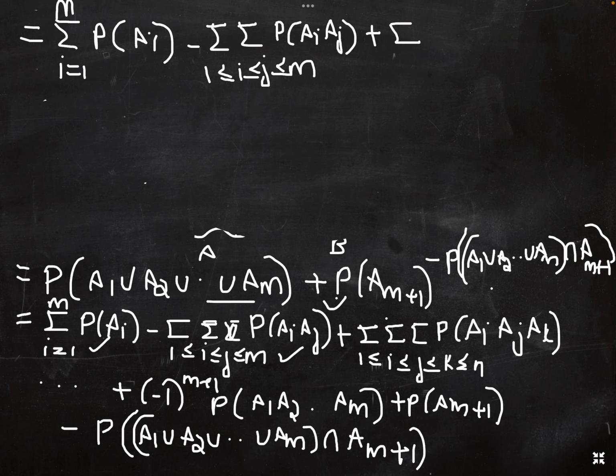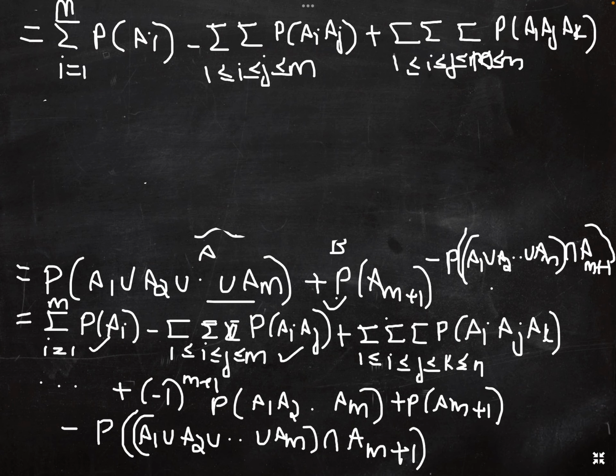summation over 1 ≤ i ≤ j ≤ k ≤ m, P of A i A j intersection A k, etc. Plus minus 1 raised to m plus 1 into P of A1 intersection A2 intersection etc. A m.